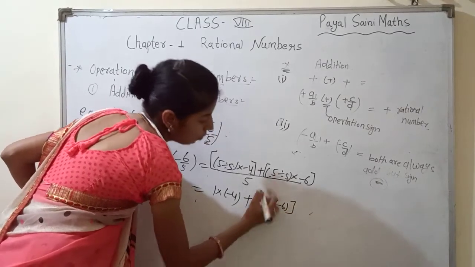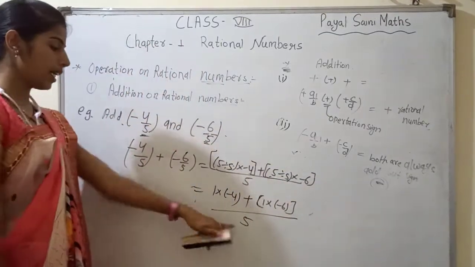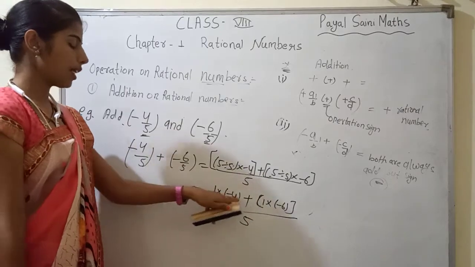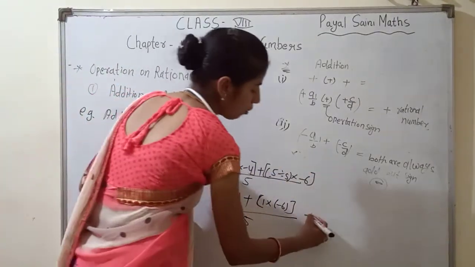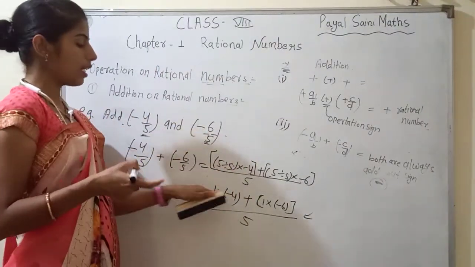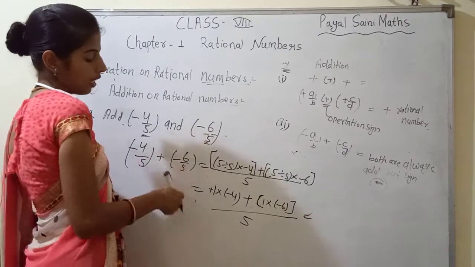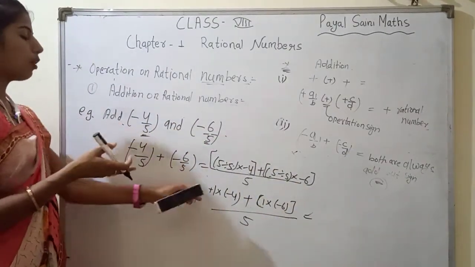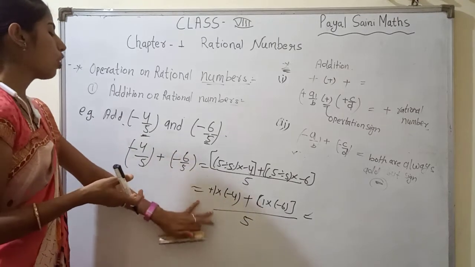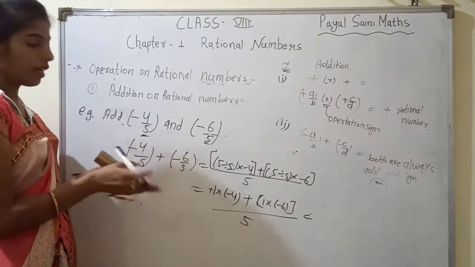How does this 1 come? 5 divided by 5, and the upside is 5. So upside is 1 into minus 4 plus 1 into minus 6, and downside is 5. Now next, it's very important: if there is no sign, then we write a plus sign. For this, our rule is very important. I think you will understand it in multiplication, and now it comes in addition too.